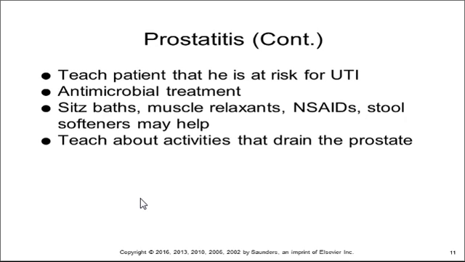And then you also want to teach them about certain activities that can also what we call drain the prostate. Those activities are sexual activity and masturbation. Other things patients with prostatitis want to avoid are alcohol, coffee, tea, spicy foods that can irritate the symptoms. Drugs like alpha blockers, such as Flomax, also known as tamoxifen, can be given to help promote voiding. Prostatitis is not infectious, nor is it contagious.